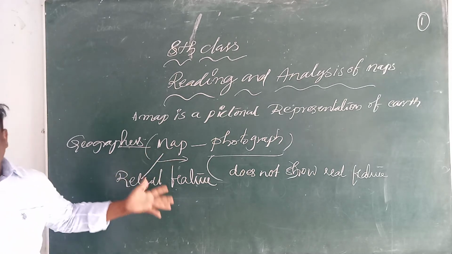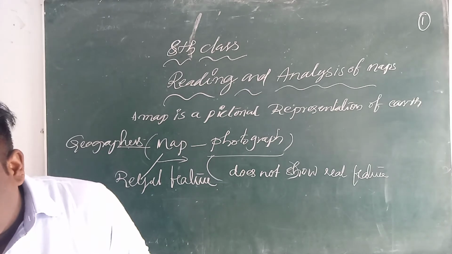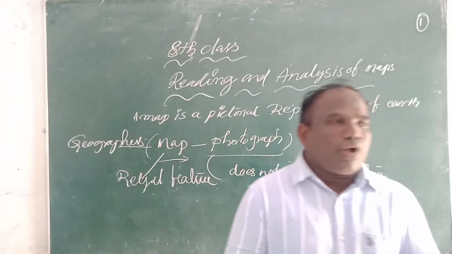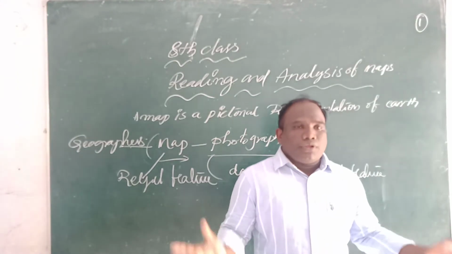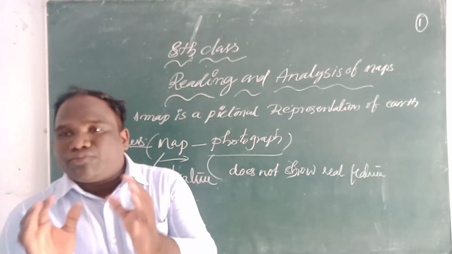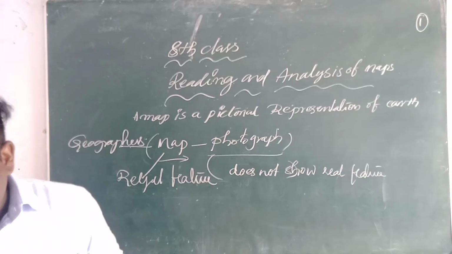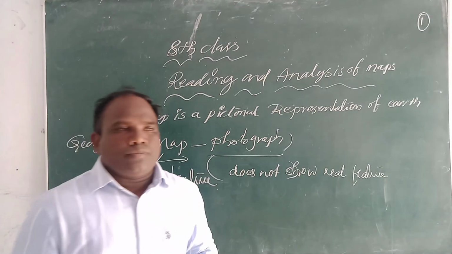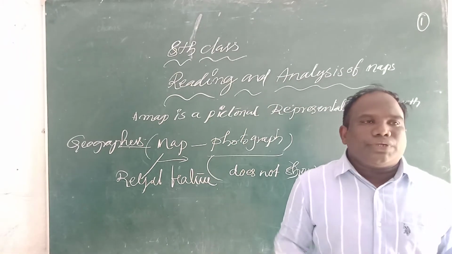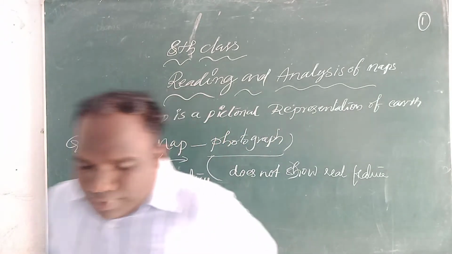A map shows the real features. For example, distribution of rainfall, soil types: red soil, black soil, alluvial soil, different types of soils. But a photograph does not show the real features. So map makers and geographers use maps.